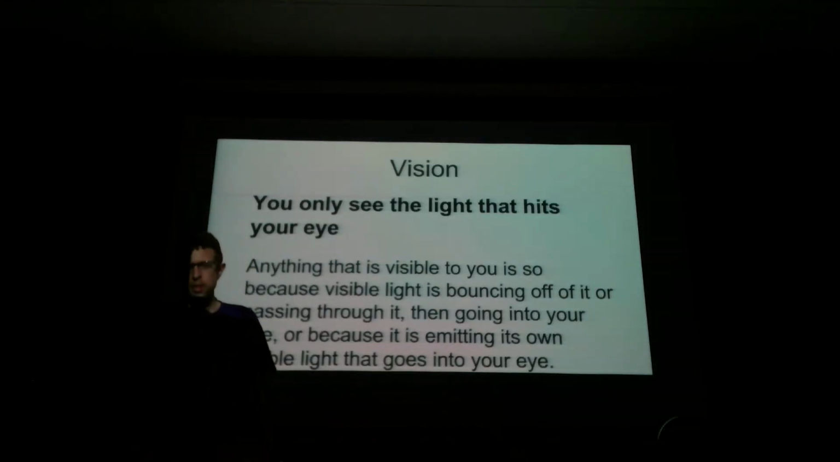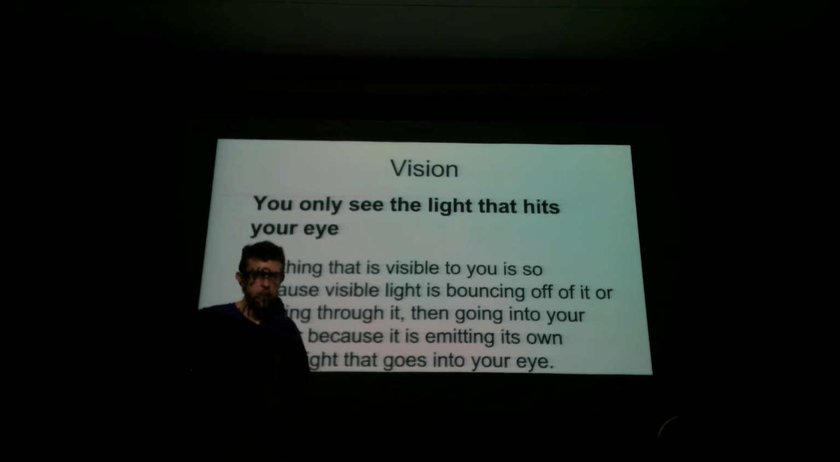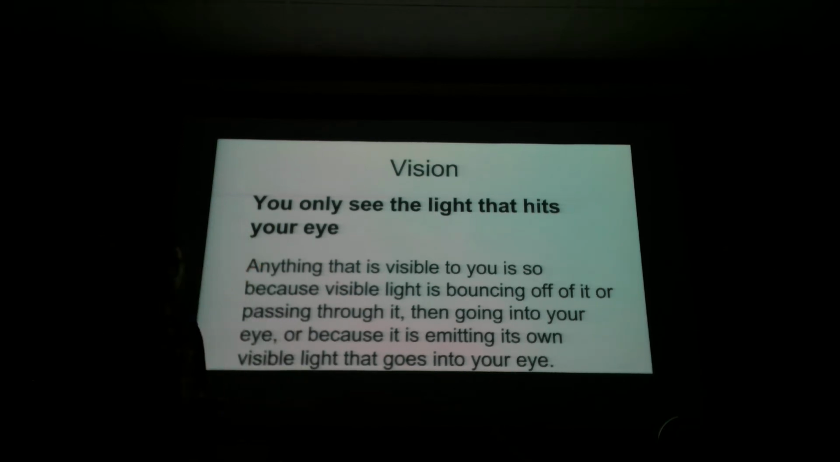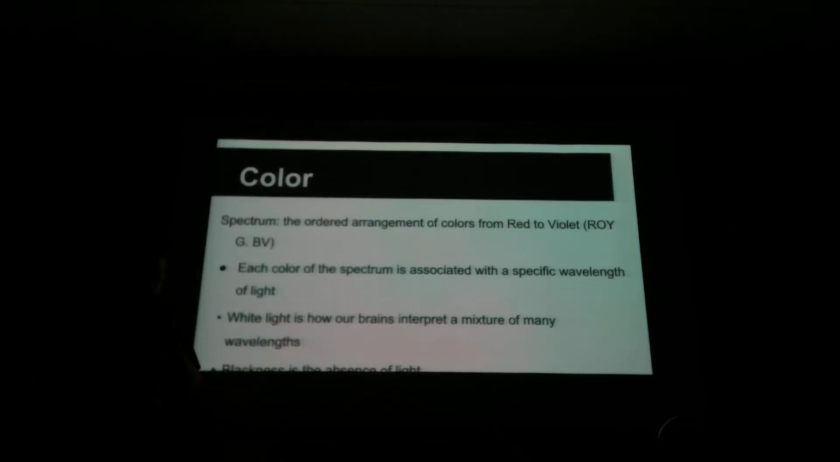All right, back to this thing about vision. You only see the light in the visible part of the spectrum that gets to your eye. And that's either from an object that's emitting its own light or an object that is having light bouncing off of that surface. That's just repeating what we've already seen. Now, color is an interesting topic. We have the whole spectrum of color.